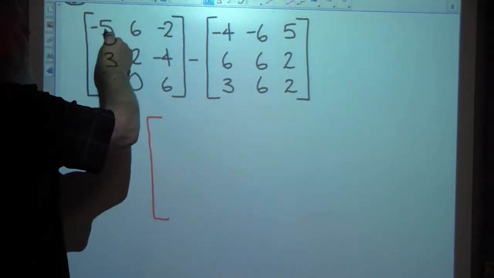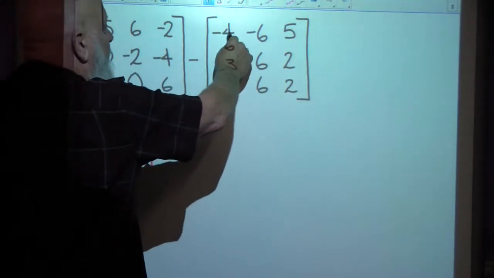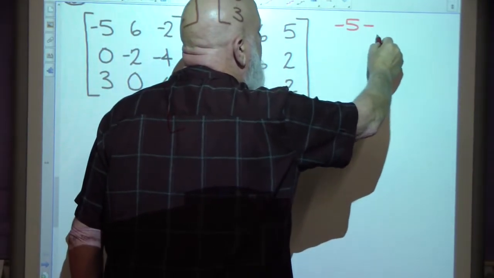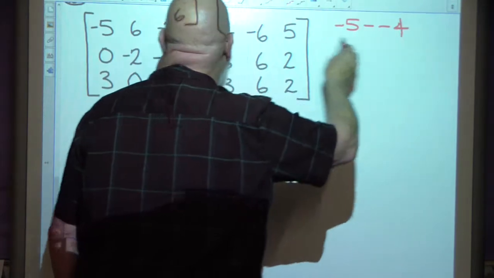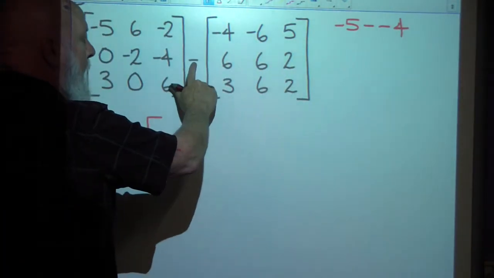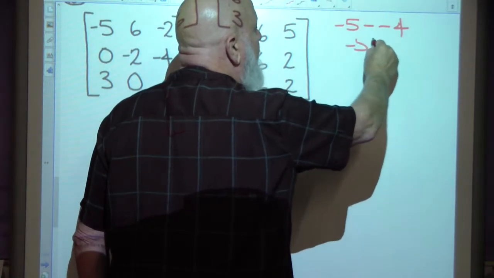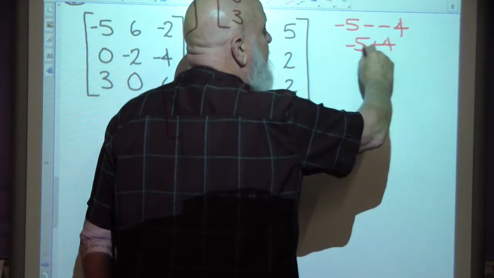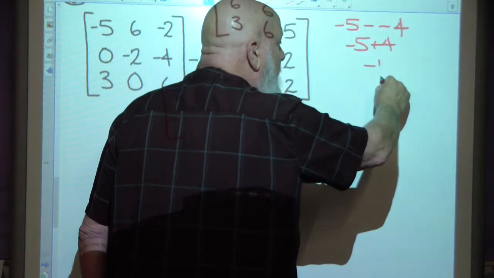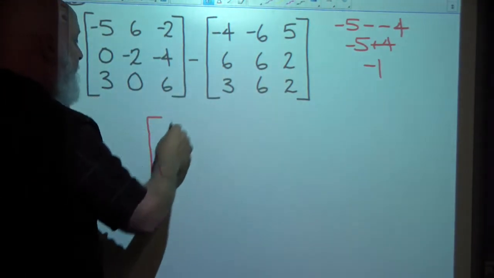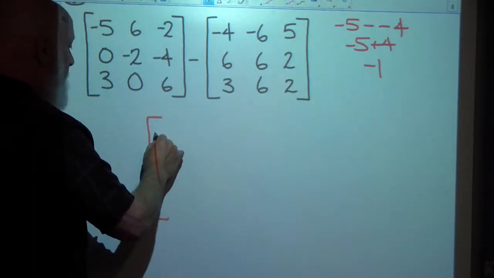I'm going to go negative 5 minus negative 4. I'm going to do that right over here. Negative 5 minus negative 4. Well, this double negative is actually positive. That's negative 5 plus 4. These are different signs, so it's going to be subtract. Keep the sign of the one with the greater absolute value. So this negative 5 minus negative 4 will be negative 1.